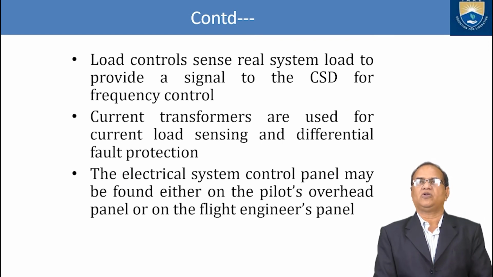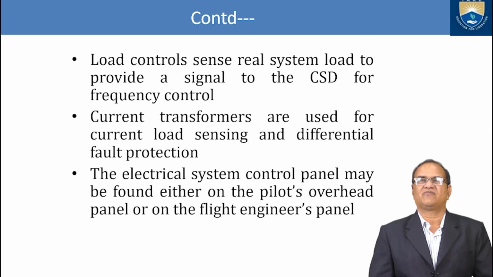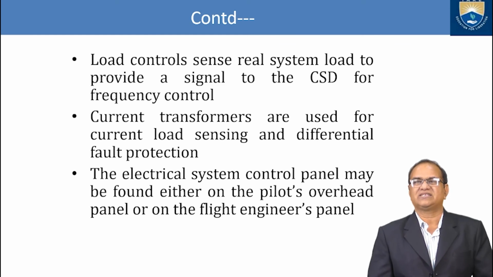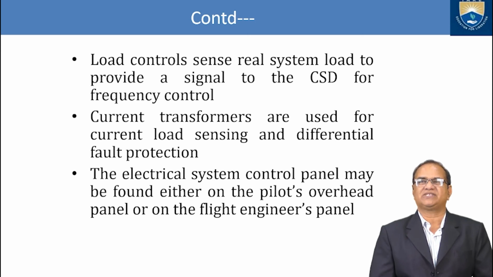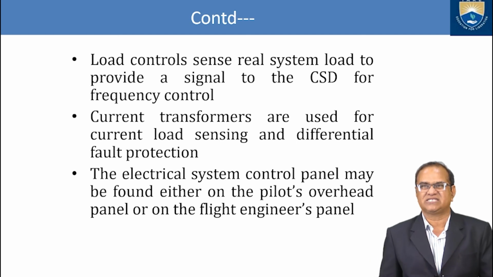So load control senses real system load to provide a signal to the CSD for frequency control. Current transformers are used for current load sensing and differential fault protection. The electrical system control panel may be found either on the pilot's overhead panel or on the flight engineer's panel.